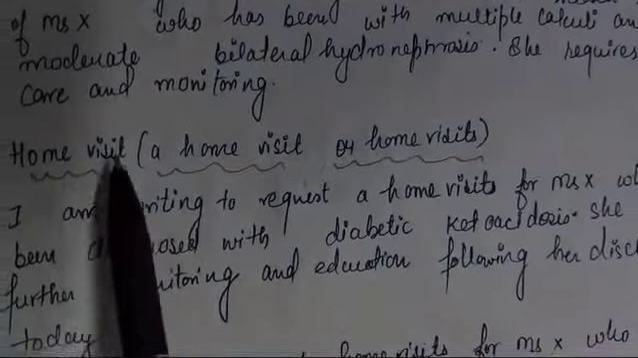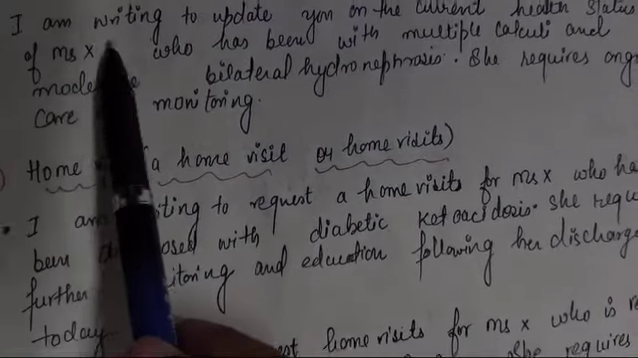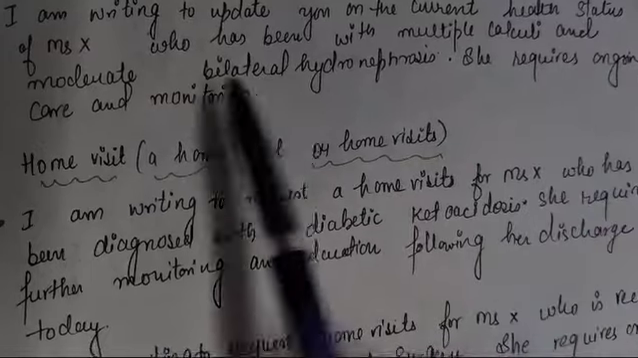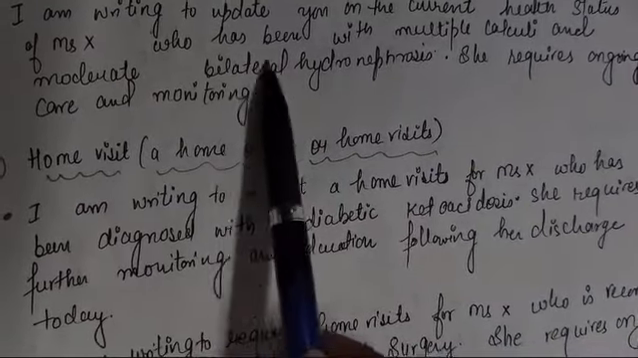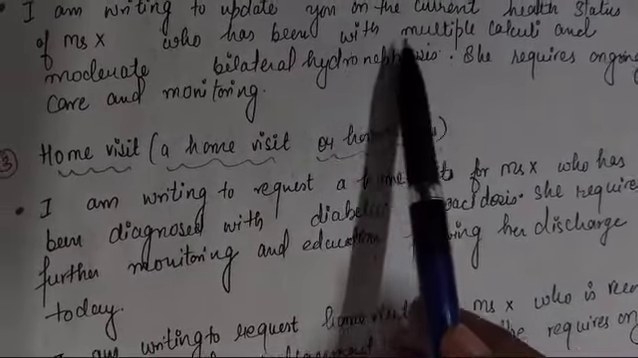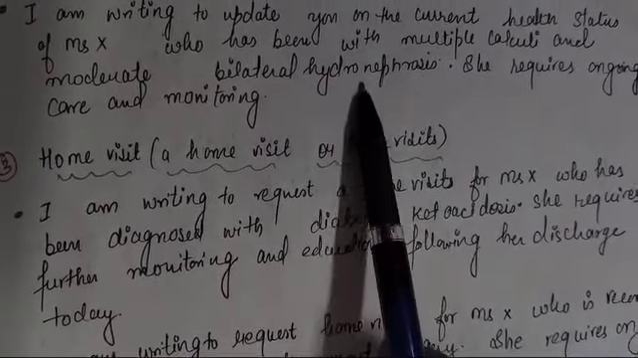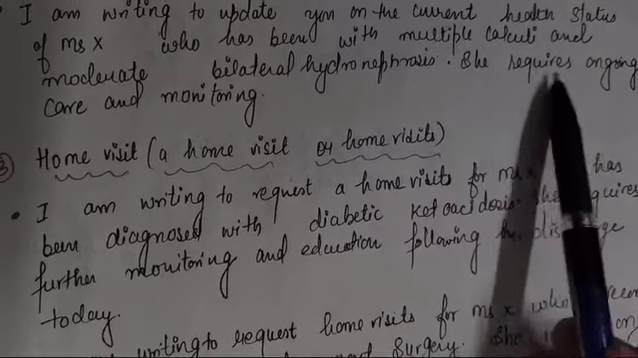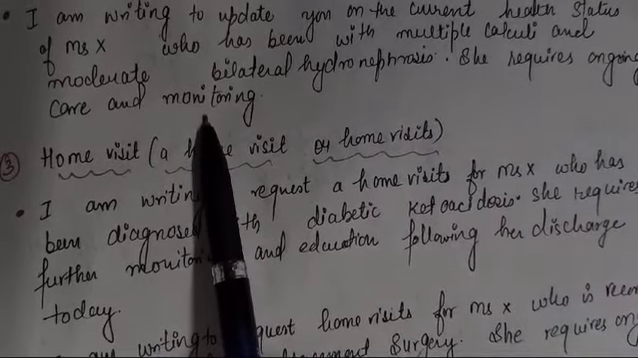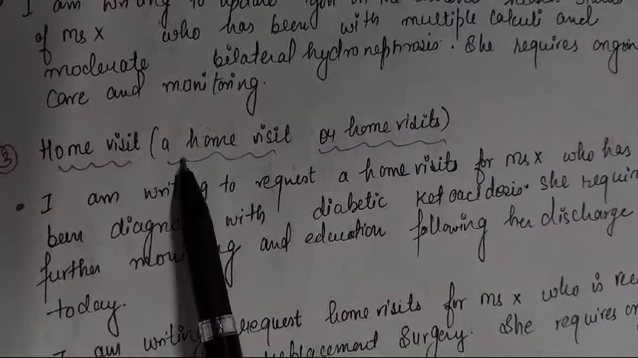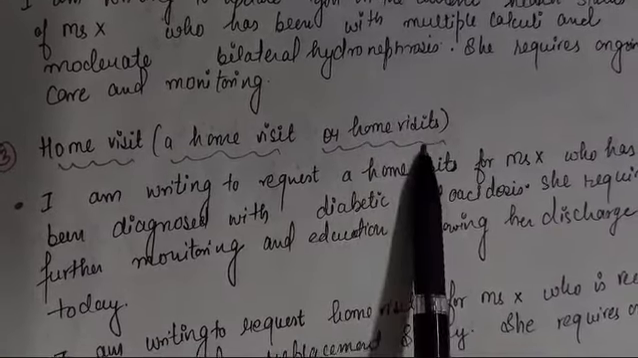Next, the second example for the update letter is: I am writing to update you on the current health status of Miss X, who has been diagnosed with multiple colic and moderate bilateral hydronephrosis. She requires ongoing care and monitoring. Next, the third letter is home visit. It can be a home visit or home visits.